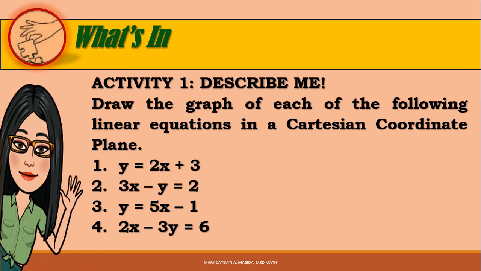Let's start this lesson by recalling your knowledge on linear equations in two variables. Let us answer activity 1. Describe me. Draw the graph of each of the following linear equations in a Cartesian coordinate plane. We have 4 equations to work on. Number 1, y is equal to 2x plus 3. Number 2, 3x minus y is equal to 2. Number 3, y is equal to 5x minus 1. And number 4, 2x minus 3y is equal to 6.